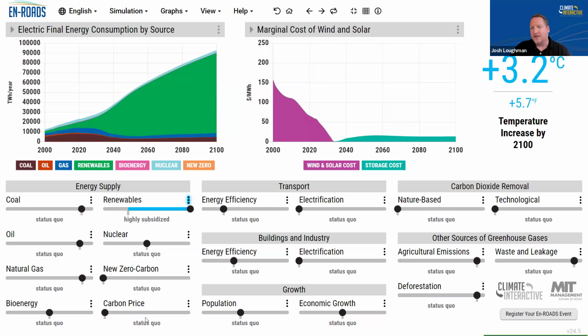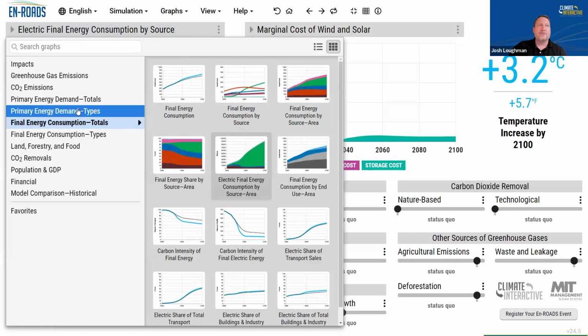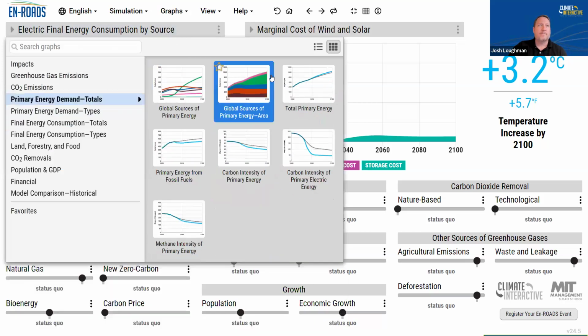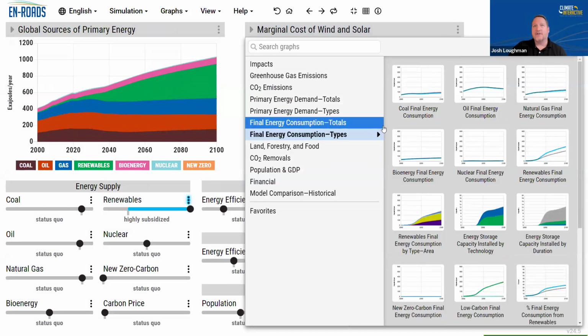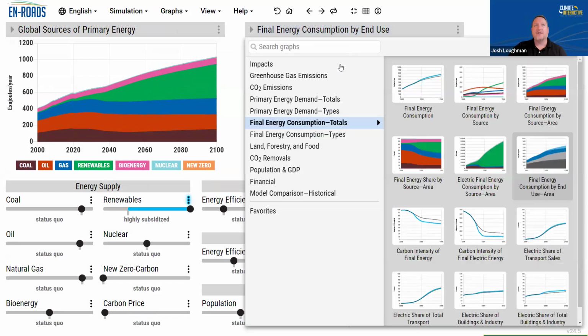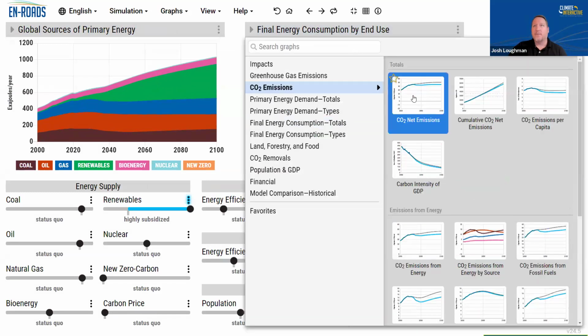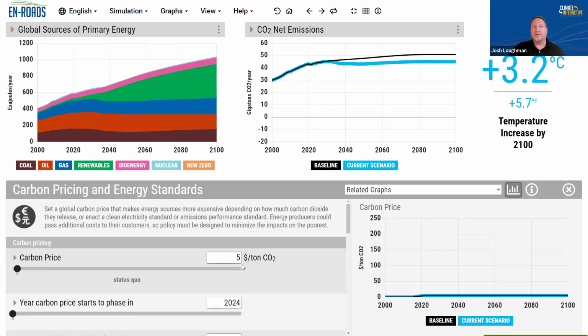any veteran user of En-ROADS knows that carbon price is probably the largest lever you can pull. So let's go back here to primary energy totals, and let's take a look at this graph here, which is our final energy consumption by end use. And if we pull the carbon price, actually, let's look at emissions.